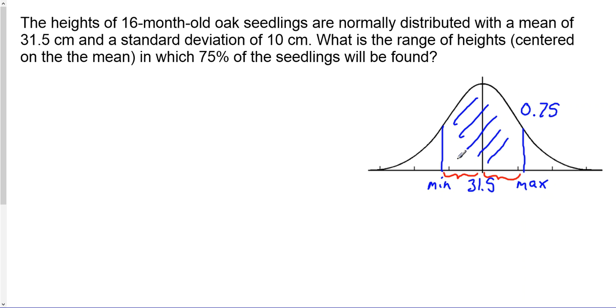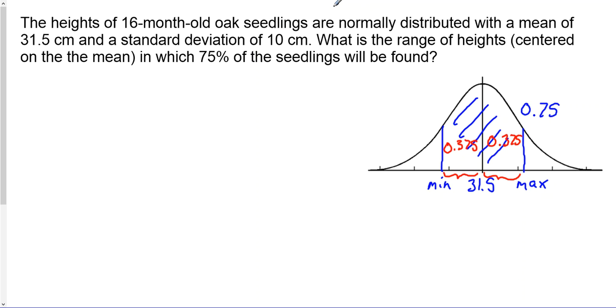So if we want this whole blue area in here to be 0.75, in each of these regions on either side of that mean, so from the mean up to max, we want half of that 0.75. So in here we're going to have 0.375 or 37.5% of the data. And same thing on the other side here. From the minimum value, this value that we're calling min, up to 31.5, we want the other half of that 0.75, or 0.375.